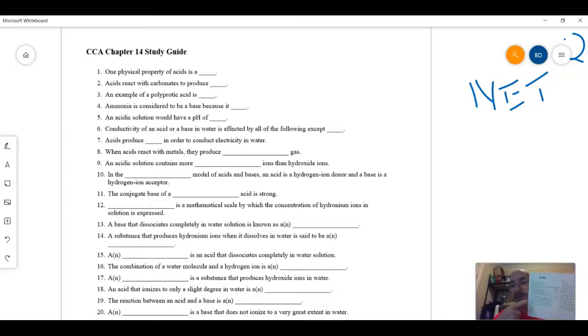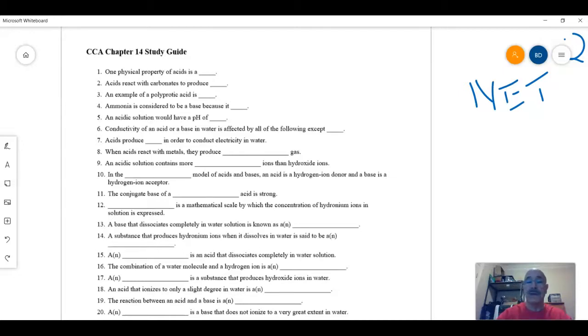Again, 8, when acids react with metals, they produce hydrogen gas, or you can write H2. So these are right on this chart, guys. Number 9, an acidic solution contains more blank ions than hydroxide ions. Hydronium again. Number 10, in the blank model of acids and bases, acids are hydrogen ion donors and bases are hydrogen ion acceptors. It's Bronsted-Lowry.